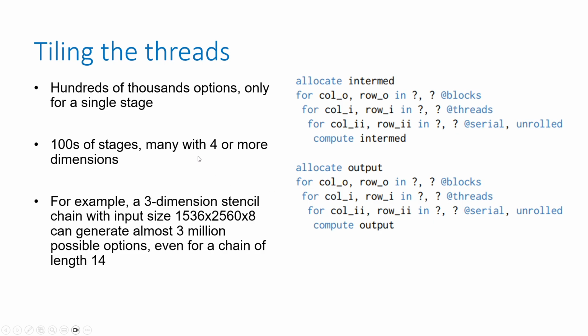And you have hundreds of thousands of options, and there are some image processing pipelines with hundreds of stages with 4 or more dimensions, and they put an example here of a color image. It seems like a hyperspectral image. Instead of 3 colors, it has 8 channels, and it has, let's say, 14 stages. Then they mentioned that this could have 3 million possible options, so it's a huge state space. So there's a need to reduce this state space to navigate it effectively, and that's what the paper is doing.